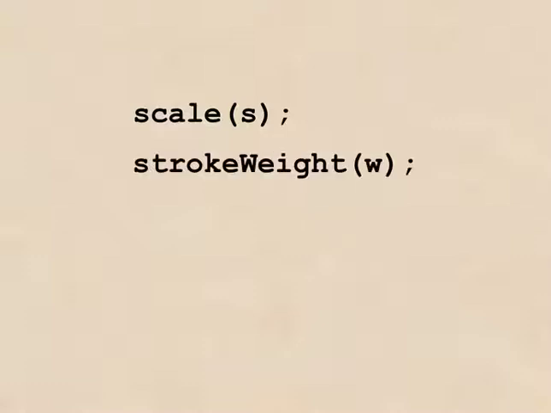Suppose that we're scaling our object by some factor, and I'll just call it S. That's a floating point number. And let's suppose we want to draw a stroke with a weight given by W. This is the thickness of the stroke. And then we draw. If we do this, we're going to get that crazy behavior we saw before, because as the object scales up, the weight will scale up as well.